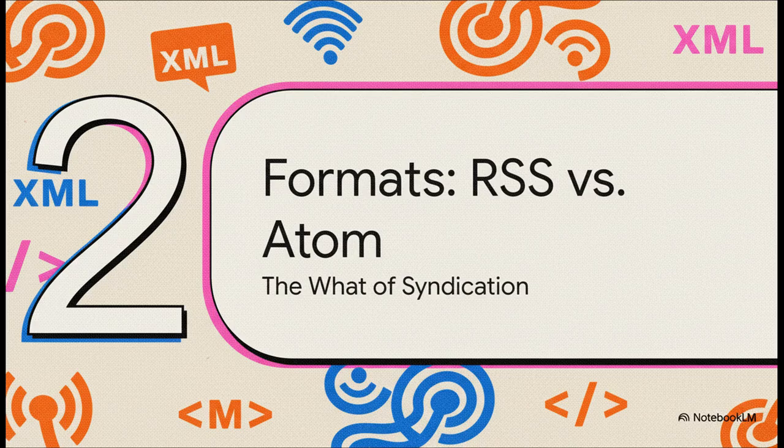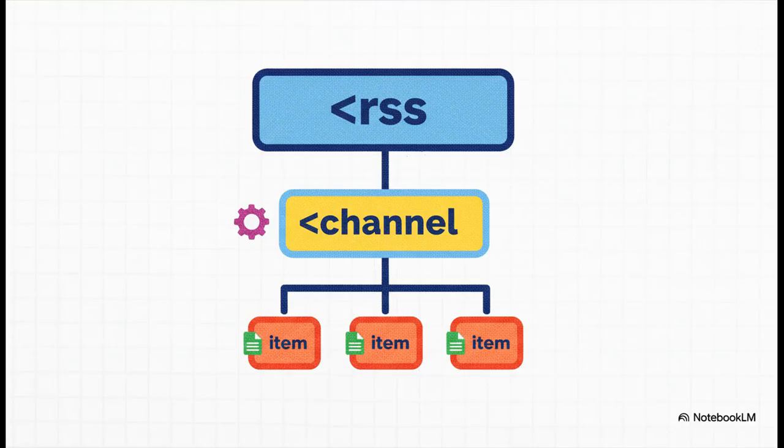You're going to run into two main formats out there, RSS and Atom. First up is the original, RSS. It stands for really simple syndication, and honestly, the structure is pretty straightforward. You've got your main RSS tag, a single channel that holds all the metadata about the feed itself, like the title and description, and then you have a bunch of item elements. Each item is one piece of content, like a blog post or an article.